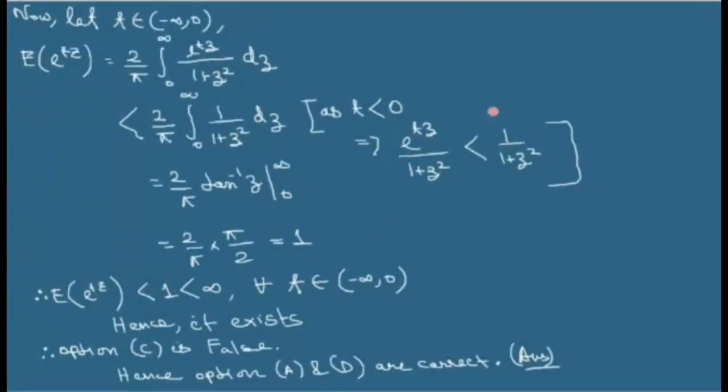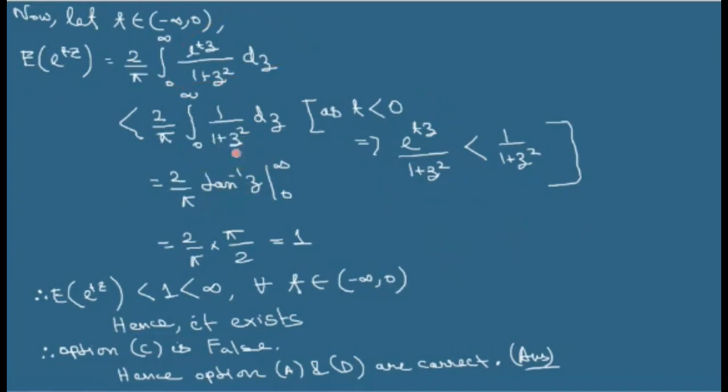Now, let us check the last option, option C. So we let t lie in the range minus infinity to 0. So expectation of e to the power tz is this integral. Now we know that this quantity is less than 1 by 1 plus z square. Why? As t is less than 0, e to the power tz, which comes in the denominator because t is less than 0, will always be lesser than 1 plus z square. I mean to say that it should be like 1 by e to the power tz into 1 plus z square, which is always less than 1 plus z square when t is less than 0. So this integral is less than this integral.